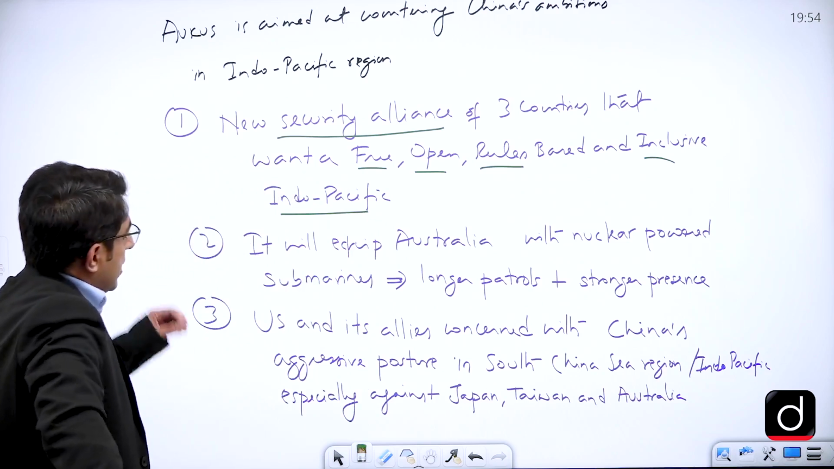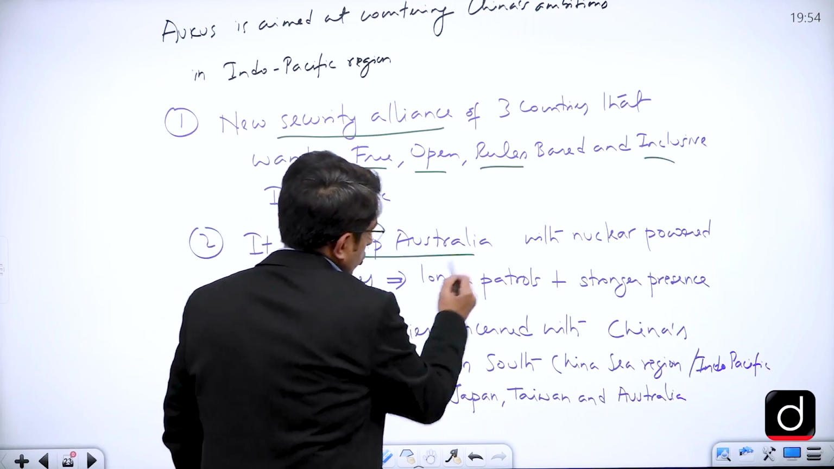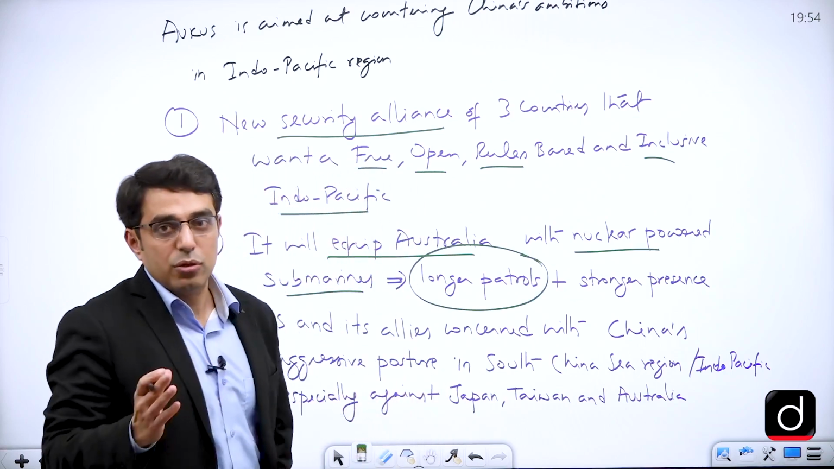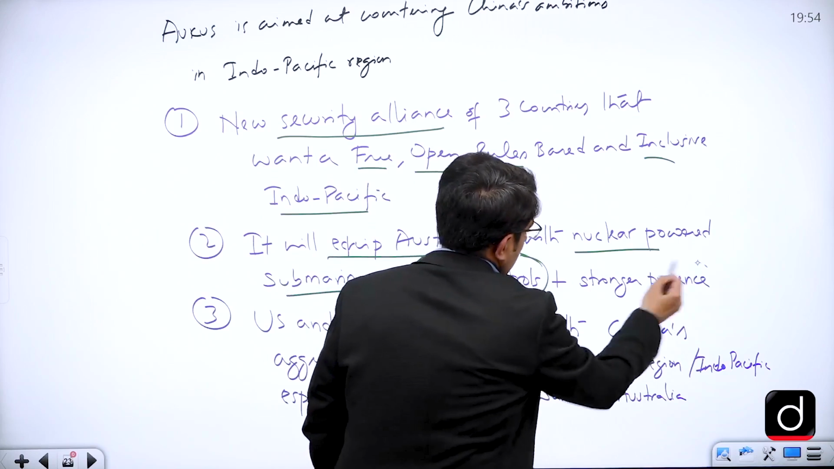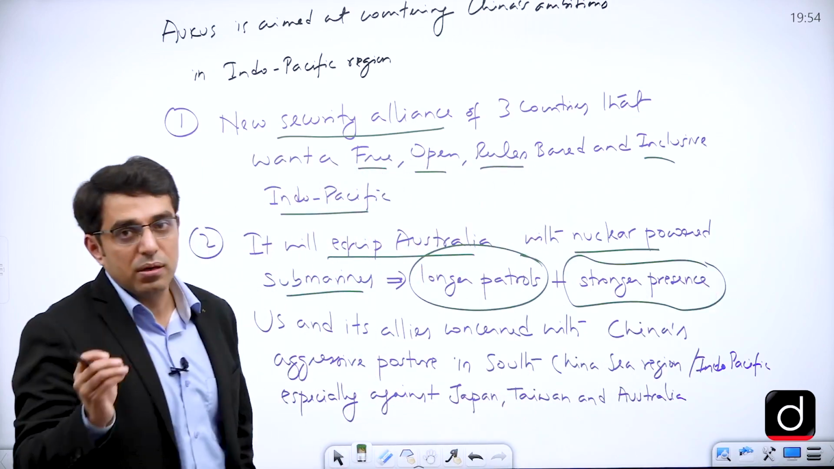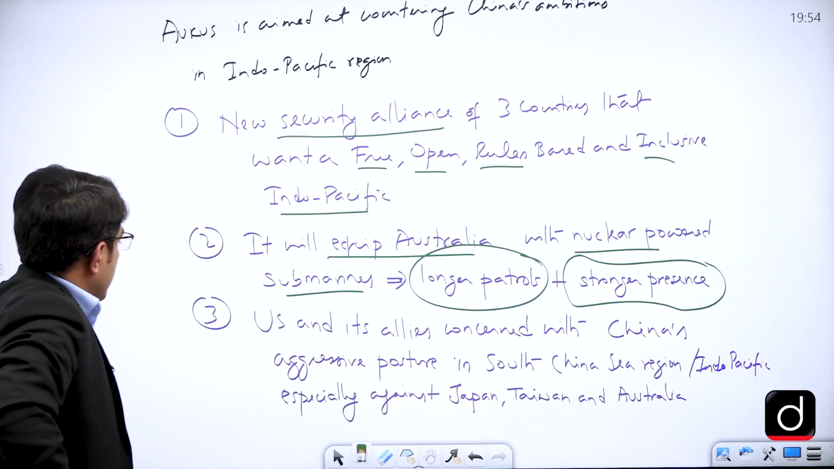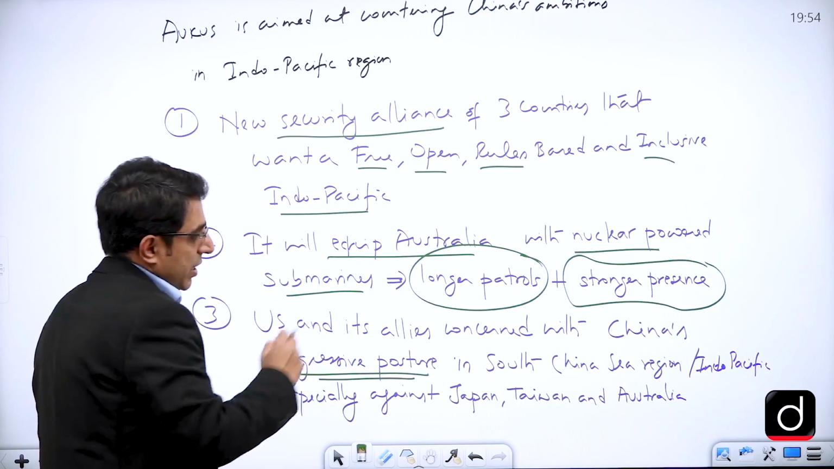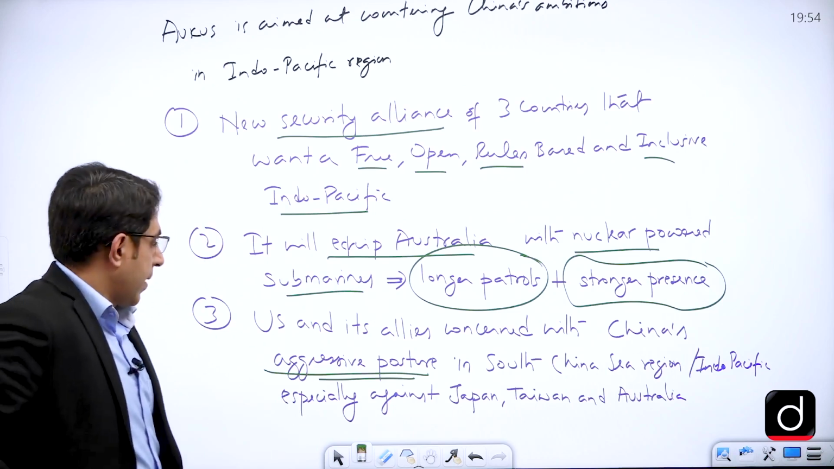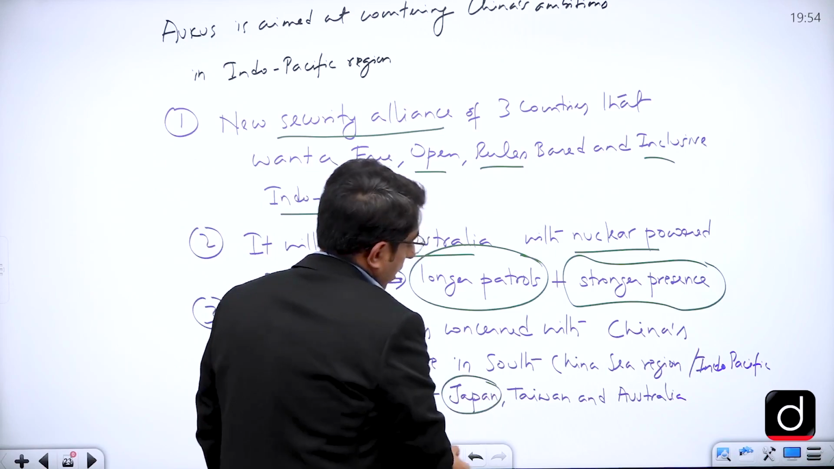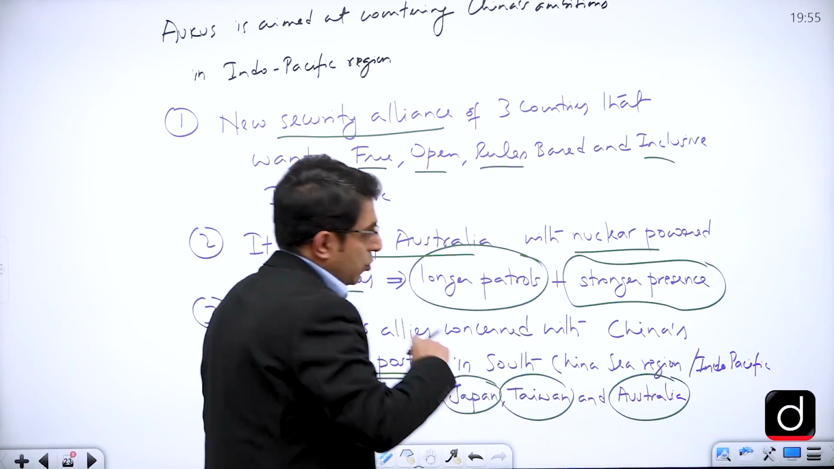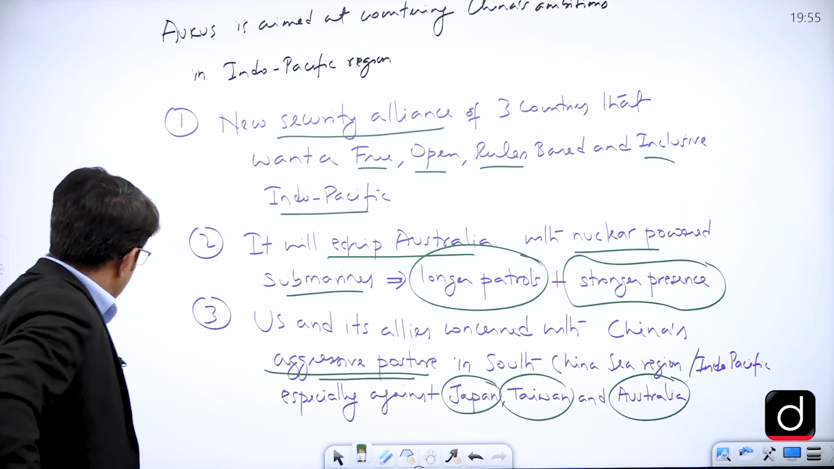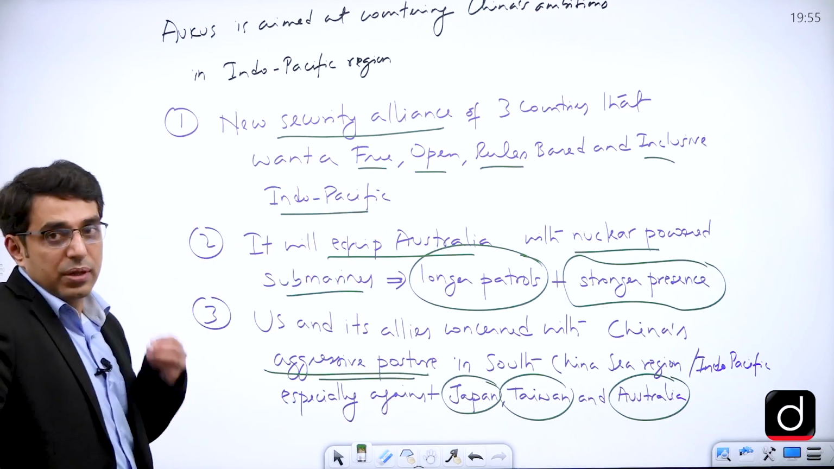The second point is that the aim of AUKUS is to primarily equip Australia with nuclear powered submarines, which will allow the Australian Navy to go for longer patrols in the region and also have a stronger military presence to counter Chinese influence. Thirdly, the US and its allies are also concerned with China's aggressive posture in the South China Sea and in the Indo-Pacific region, especially against countries like Japan, Taiwan and Australia. To counter this, the AUKUS alliance has been formed by the US. This will be the first part of the question, where we give points justifying the statement.